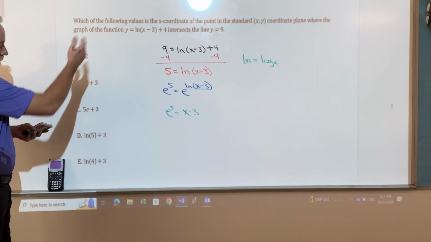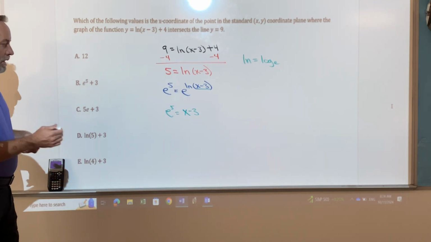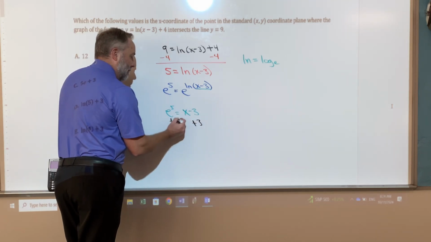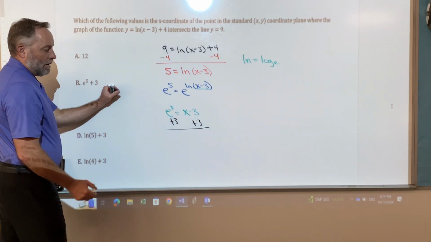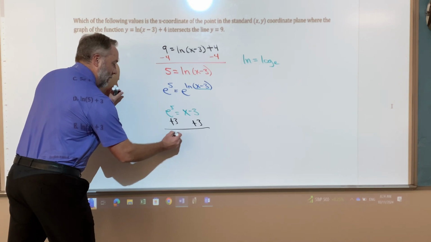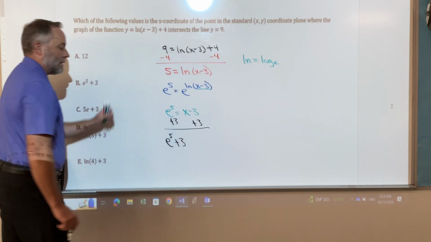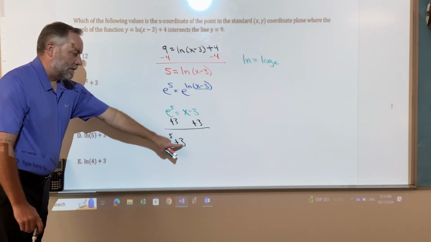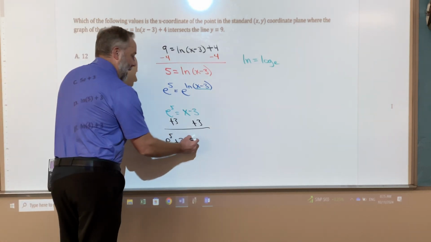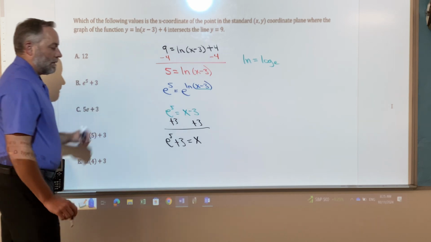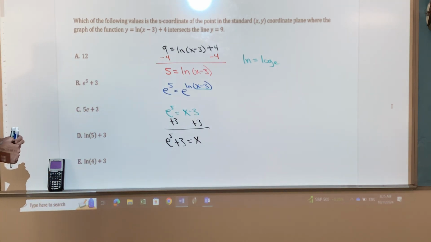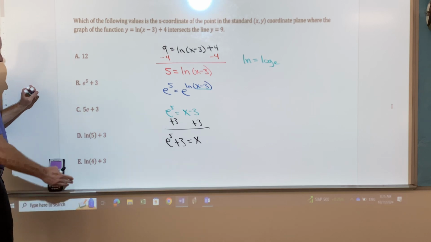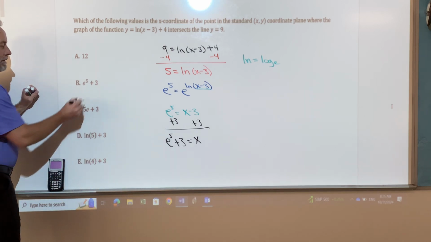Our goal is to get the x-coordinate, to solve for x. So let's now add 3 to both sides. This is e to the 5th power plus 3. We just keep it that way because one's an exponential and the other is just a constant value. And that is equal to x. We now have x solved for by itself, and so x is equal to e to the 5th power plus 3, and we see that in answer B.